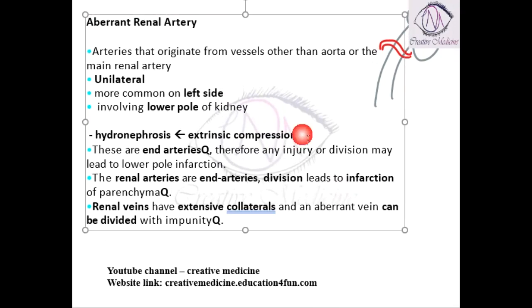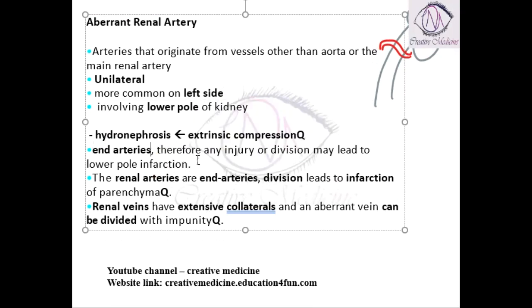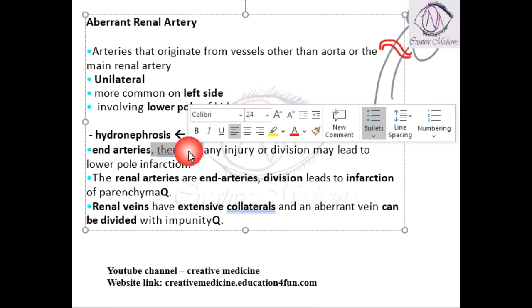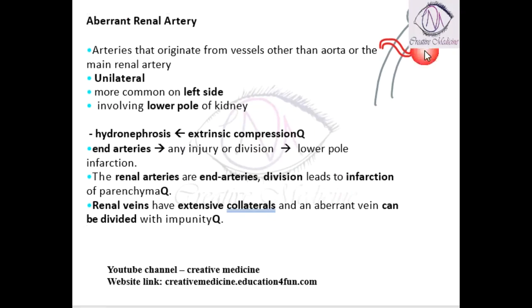These aberrant renal arteries are actually end arteries, and because they are end arteries, if there is any injury or division to them, it will lead to lower pole infarction. Why? Because these aberrant renal arteries mostly supply the lower pole. So if there is any blockade or injury to this artery, the lower pole will undergo infarction.